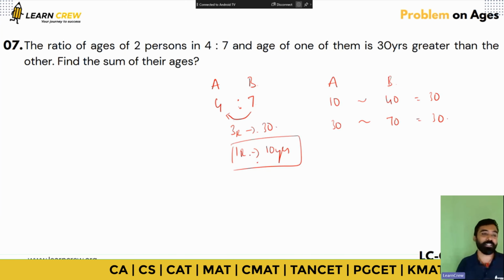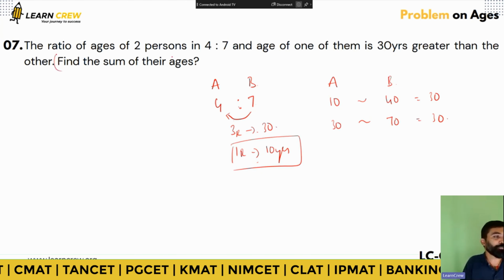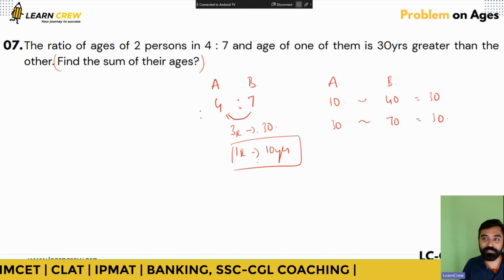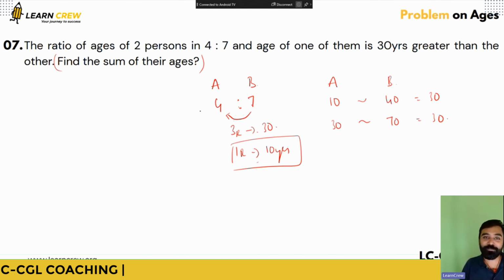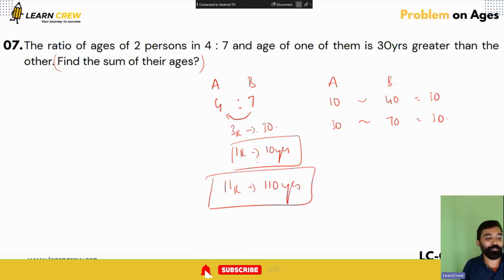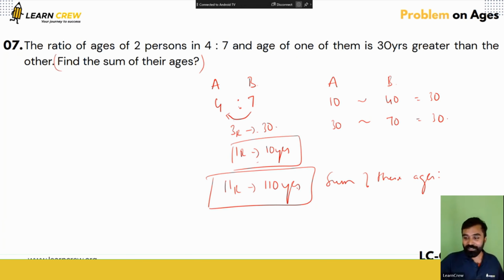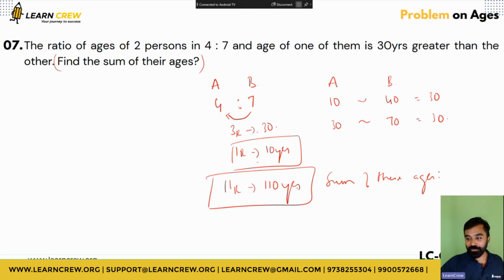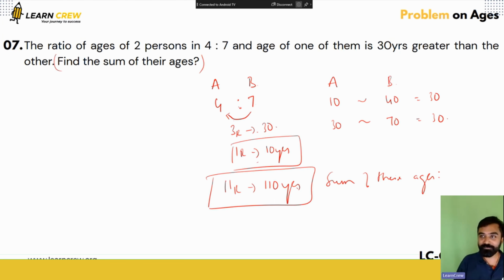Now single R equal to 10 years, what are they asking? Find the sum of their ages. Means A plus B. A plus B is nothing but 11R, which is 110. Whatever you said is right. 11R equal to 110. This is the sum of their ages. Okay, is it clear? Any doubts? Concept is clear.